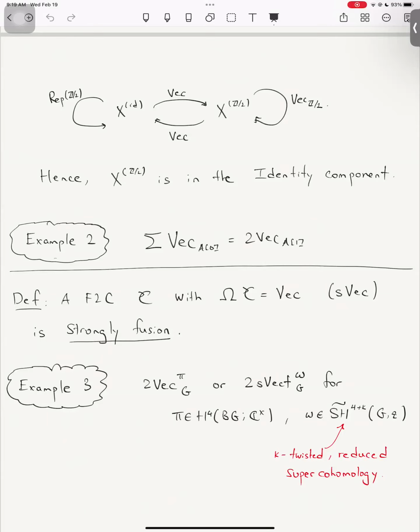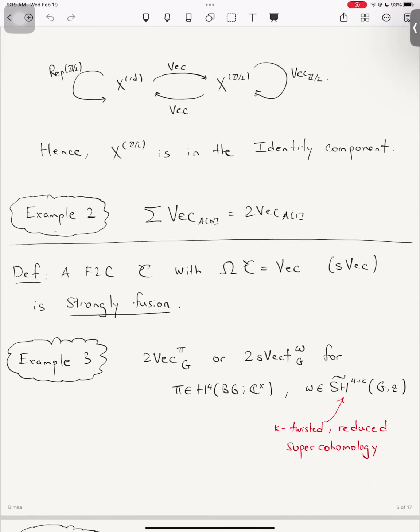And so if you want to construct these types of fusion 2-categories, you can also classify these strongly fusion 2-categories more easily. In the bosonic case, they just look like 2Vec_G, where G is some finite group, and a cocycle in H^4. Or in the fermionic case, they're given by a group G, and then you have a cocycle.